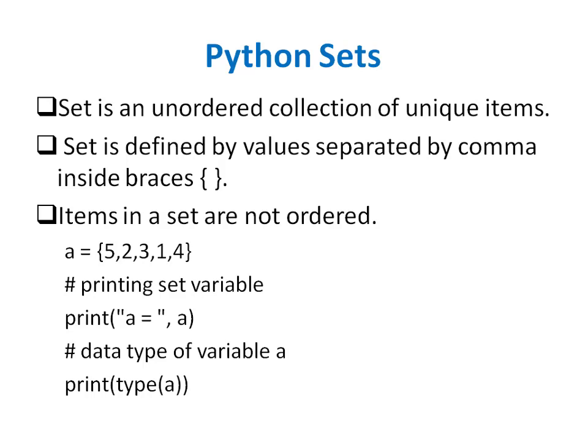Sets are defined by values separated by commas inside braces. Sets are not ordered. So if you print a, that is going to print all the elements of the set. Now if you use the type function, which you may remember is used to identify the data type of the variable we are using, so if a is equal to {5, 2, 3, 1, 4} and we print type(a), that is going to print the type of a as set.